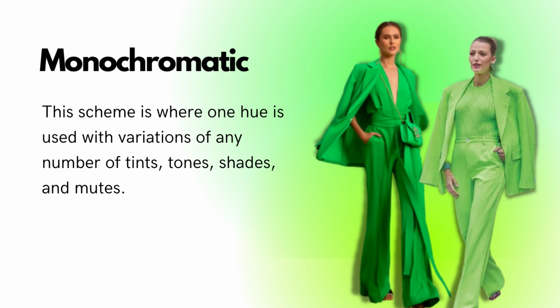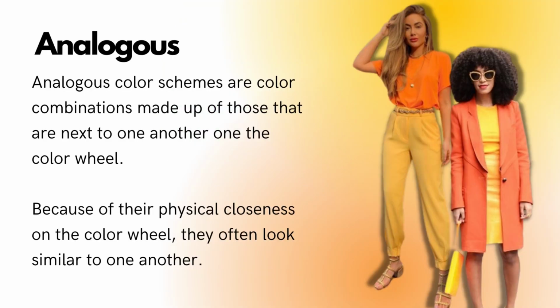This scheme is where one hue is used with variations of any number of tints, tones, shades, and moods. We can also understand the analogous. The analogous color scheme is a color combination made up of colors that are next to one another on the color wheel. Because of their physical closeness on the color wheel, they often look similar to one another. Like we can see on the screen, we have the orange and yellow, and they are very similar colors.